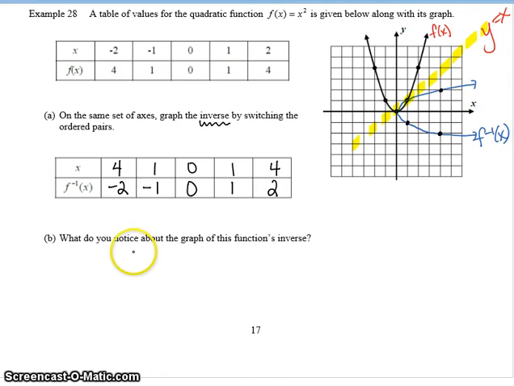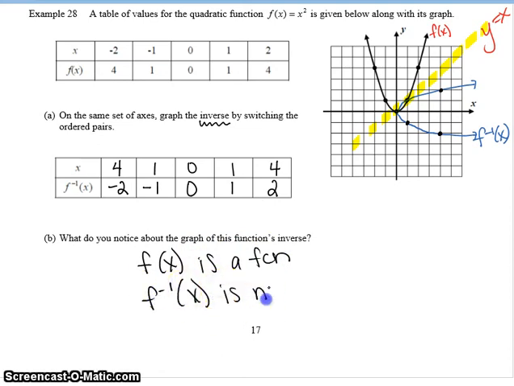Okay. Well, you should notice that the original one, f of x, is a function, but its inverse is not a function. Remember, if the original graph was 1-to-1, then its inverse would be a function. Well, this one's not 1-to-1, therefore that's not going to be a function.